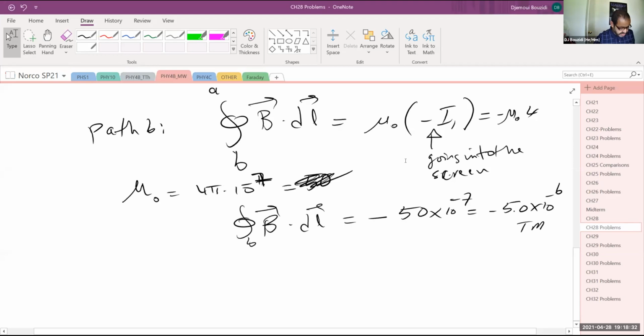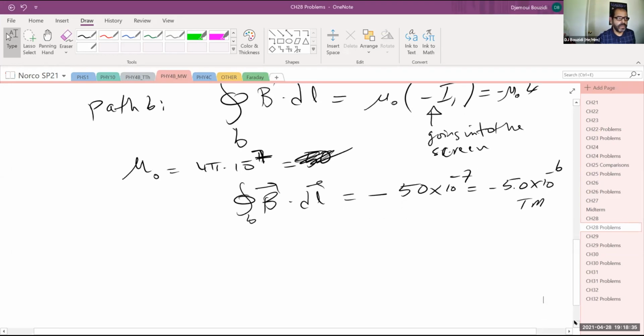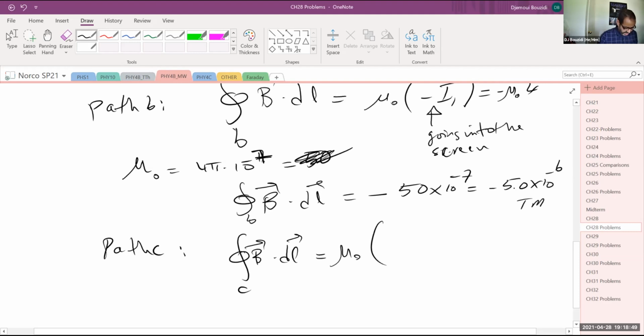Now, we do the same thing for path C, though I have to be careful now. Path C. I have the circulation of B dot dl is going to be equal to mu naught times, I have I1 going in, and I have I2 coming out. Yes? So I have a negative 4 and positive 6 amps for a total of positive 2 mu naught. Okay? Make sense so far?